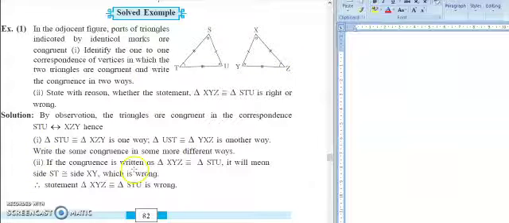Then write the same congruence in some more different ways also. You can write other ways also for congruence of the triangle. This is homework for you. Try to write the sequence in another way.